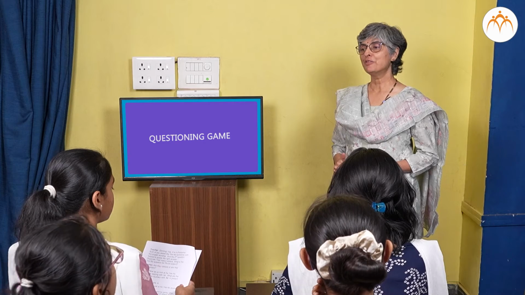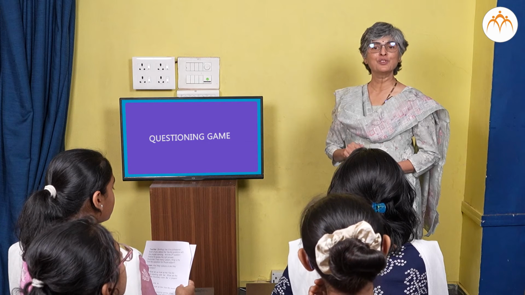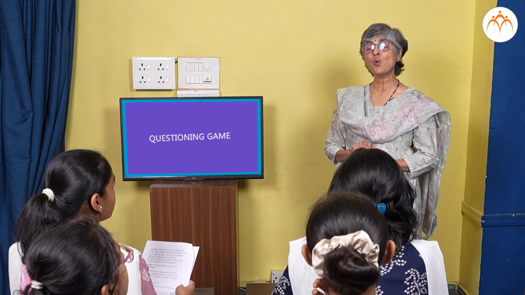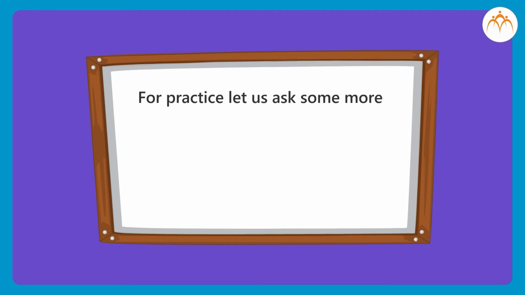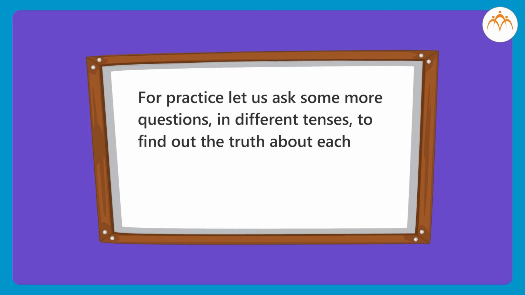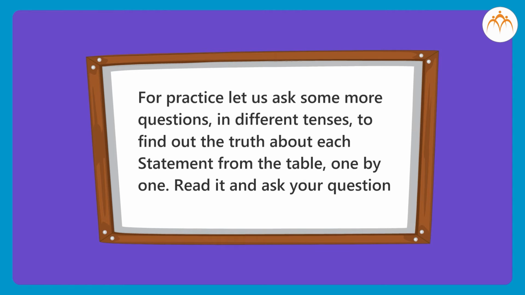Yay! Very good. You guessed the name of the object correctly by asking only 10 proper yes-no questions. Now you know how to make inquiries when you want to clarify information. We begin the sentence with the auxiliary verb and then add the subject followed by the rest of the sentence with the main verb. For practice, let us ask some more questions in different tenses to find out the truth about each statement from the table one by one. Read it and ask your questions about it.